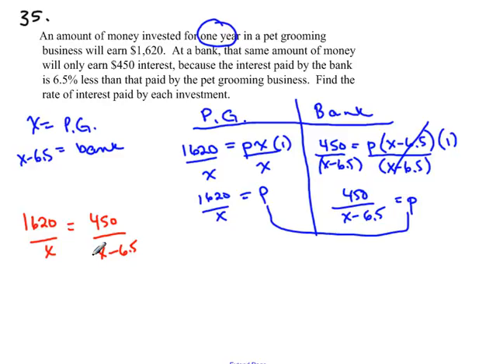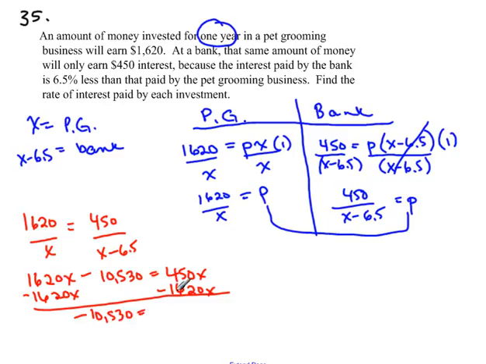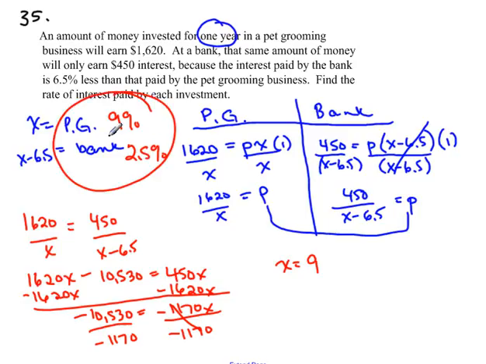Another proportion, cross multiply and solve. So 1620 times x minus 6.5 gives you 1620x minus 10,530. And x times 450 is 450x. Okay, you want to bring variables over together, so subtract 1620x. Negative 10,530 is going to be equal to negative 1,170x. Divide by negative 1170, and x equals, well, notice a negative divided by a negative is going to be a positive, so x equals 9. Answer the question, find the rate of interest paid by each investment, so x represents the pet grooming business, so it's 9%, and the bank is going to be 9 minus 6.5, which is 2.5% interest. Okay, and that completes your review.